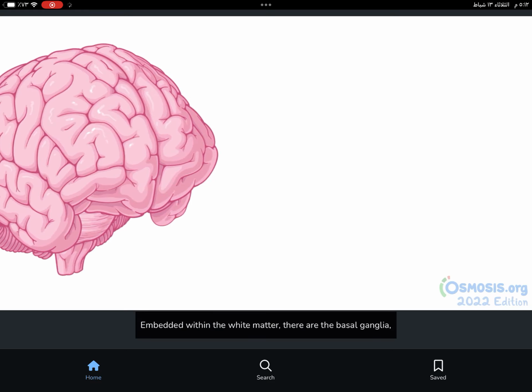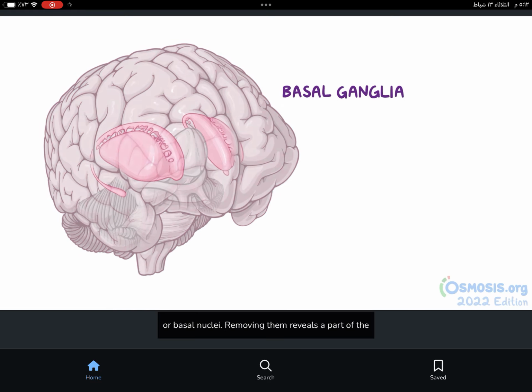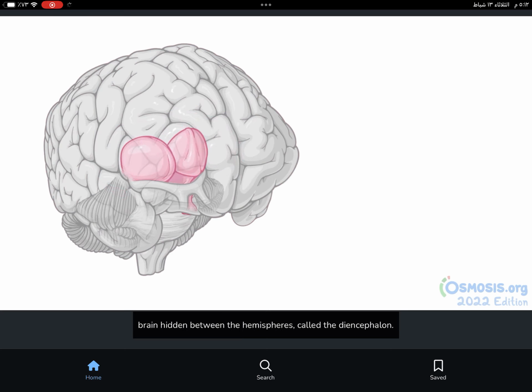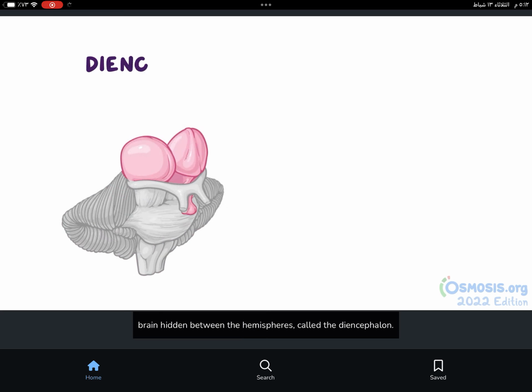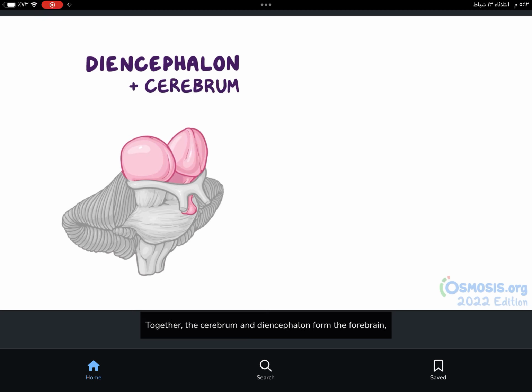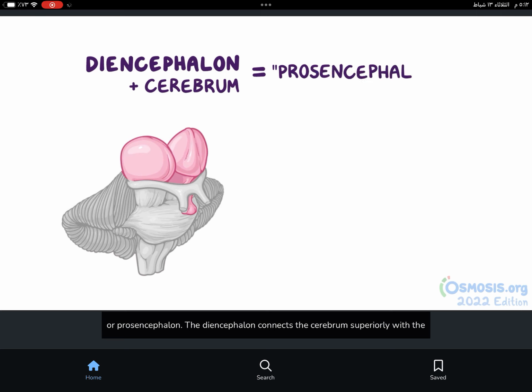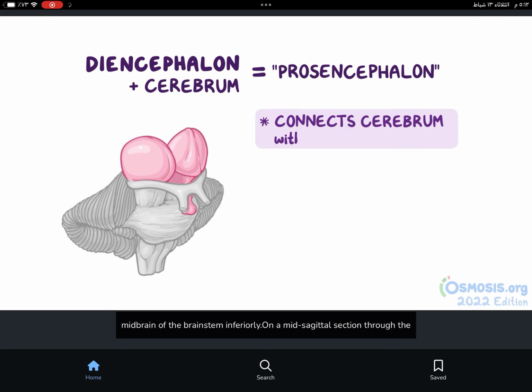Embedded within the white matter, there are the basal ganglia, or basal nuclei. Removing them reveals a part of the brain hidden between the hemispheres called the diencephalon. Together, the cerebrum and diencephalon form the forebrain, or prosencephalon. The diencephalon connects the cerebrum superiorly with the midbrain of the brainstem inferiorly.